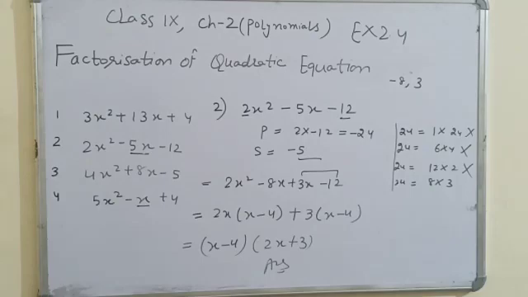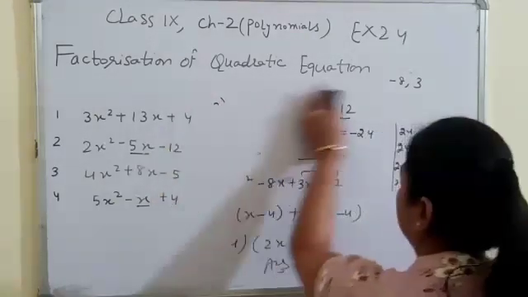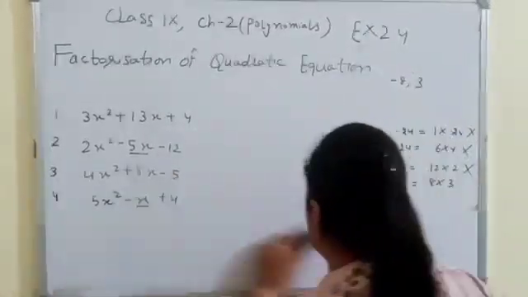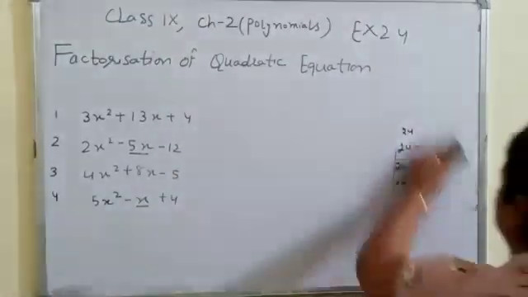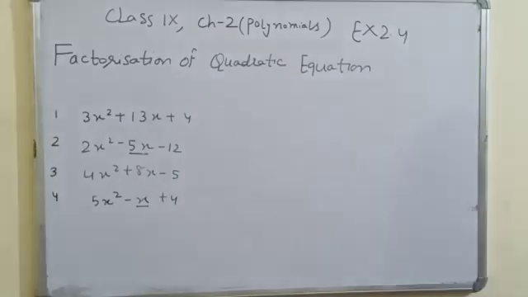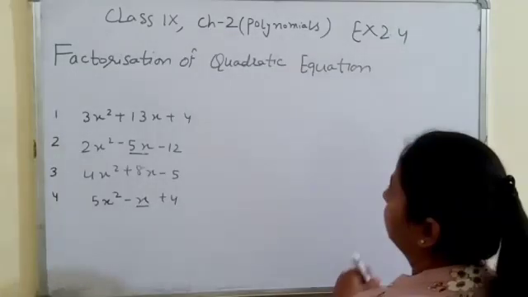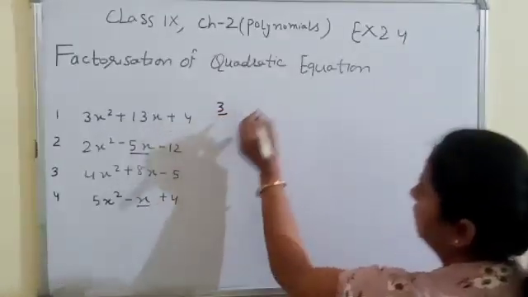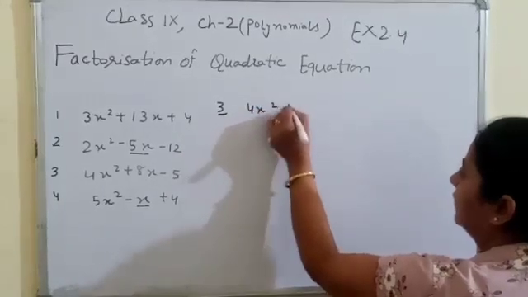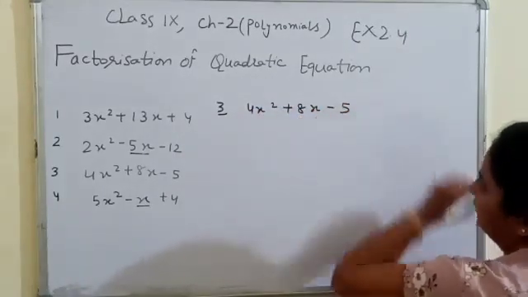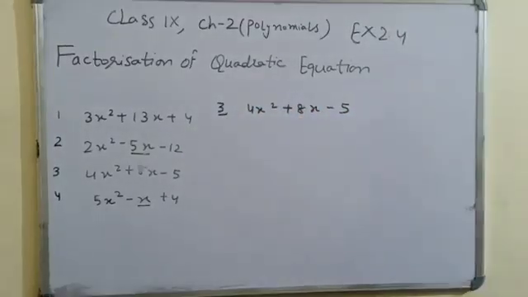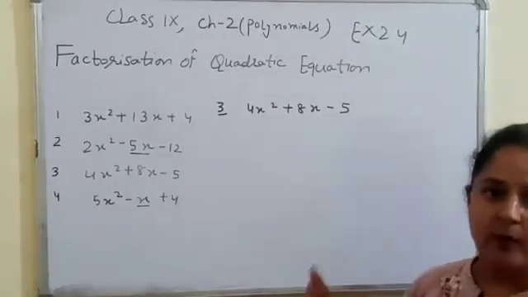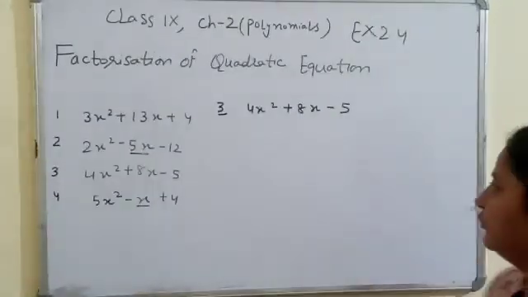Hope you can easily figure out the factors for question 3. Read it in your mind and try to make the factors. Third is 4x square plus 8x minus 5. Yes students, this is the third problem, in which the first and second terms are positive and the third one is negative.